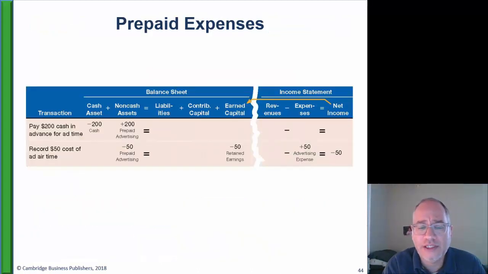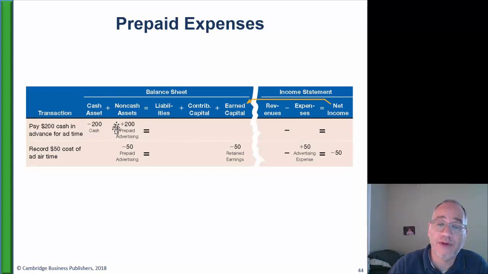Let's say you paid $200 in cash in advance for advertising. So initially what you would do is you would credit cash because you're paying cash for $200, and you would debit prepaid advertising for $200. Here's the adjusting journal entry. Let's say that you used up $50 worth of those ads. So what you would have to do is take $50 out of non-cash assets and increase your expenses. Now, how would this keep your accounting equation in balance? The increase in expenses would reduce retained earnings. So your asset would go down by $50, and your retained earnings would also go down by $50.